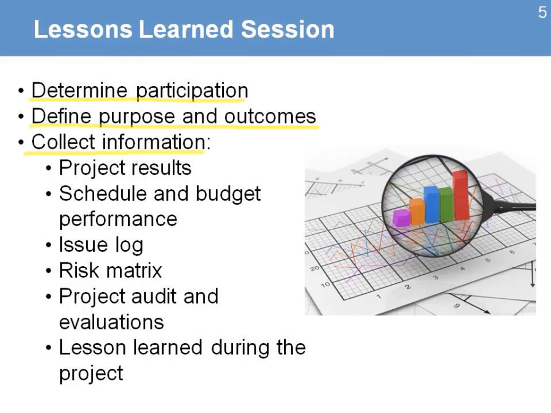We also need to collect key information that we need to make available to the people who will be in this session. This will be information that will help them remember some of the key elements that happened to the project. That may include project results, the schedule and the budget performance, and the issue log. That is an important one. It will contain a lot of the information on how we as a project manage the issues and how successful we were with them. Also, the risk matrix, project audits and evaluations are important information that you can share at that moment, and lessons learned during the project.